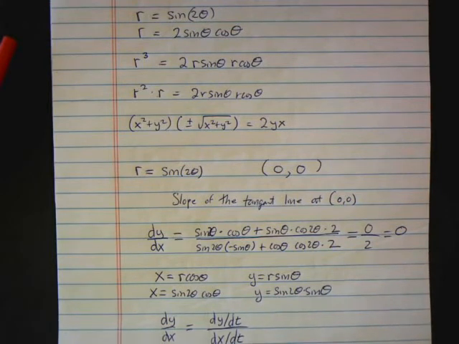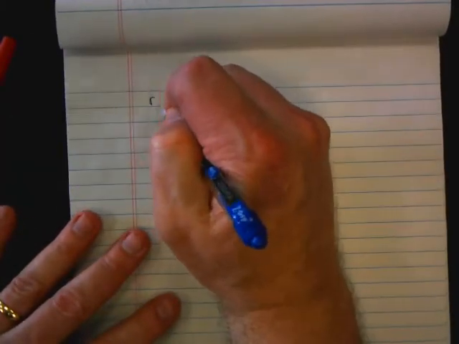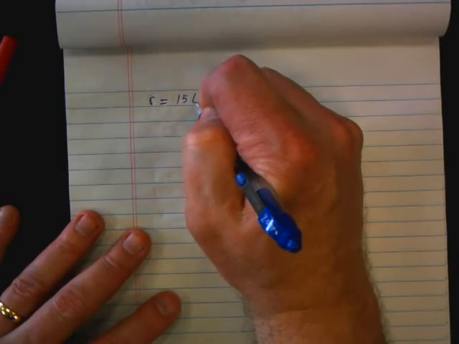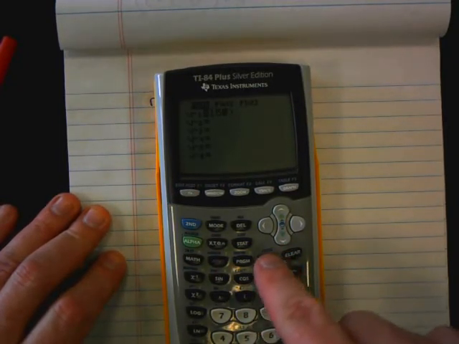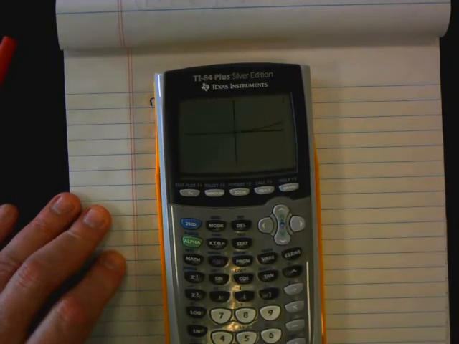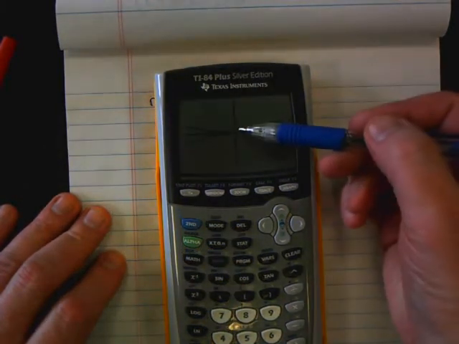Questions on that? Okay, but that's how you're going to find the derivative of any polar equation. So if I gave you another polar equation, r equals 15 tan theta, I wonder what that looks like. Interesting. Kind of like a hyperbola, except it looks like it touches itself.